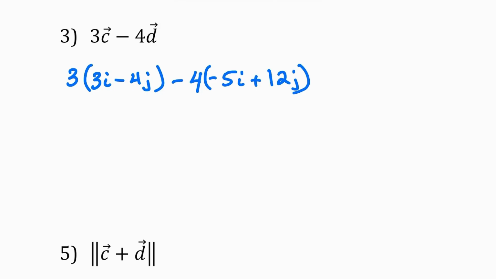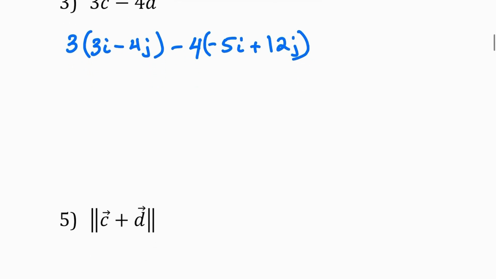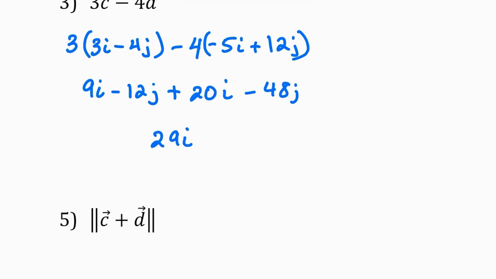So almost like it's an algebra problem where we give you a bunch of terms and tell you to combine like terms. So you end up getting 9i minus 12j plus 12i's, or sorry, negative 4 times negative 5 is positive 20i. And then negative 4 times positive 12 is negative 48j. And then if you combine your i's, you get 29 i's. If you combine your j's, you get negative 60 j's. And that's it. That's how you do those type of problems.